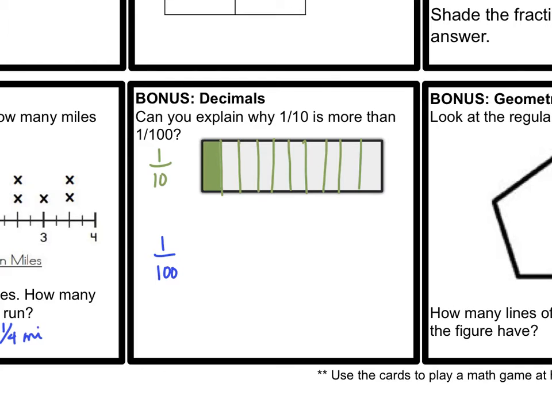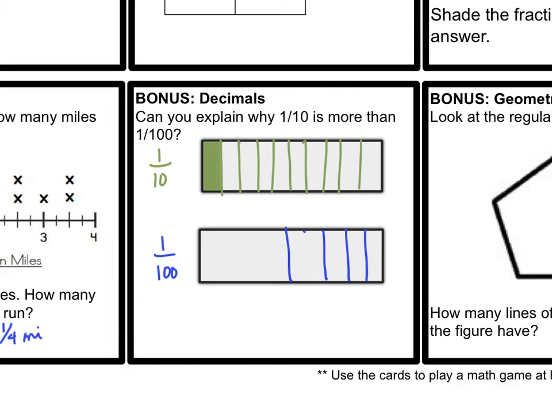Well, here, let's do this again. Oh, okay. Let's try this again. Same size candy bar, but now you have to split it up into 100 pieces. So what I'm looking at is I would split it up into 10, and then each one of those 1/10 pieces would then be split into another 10.